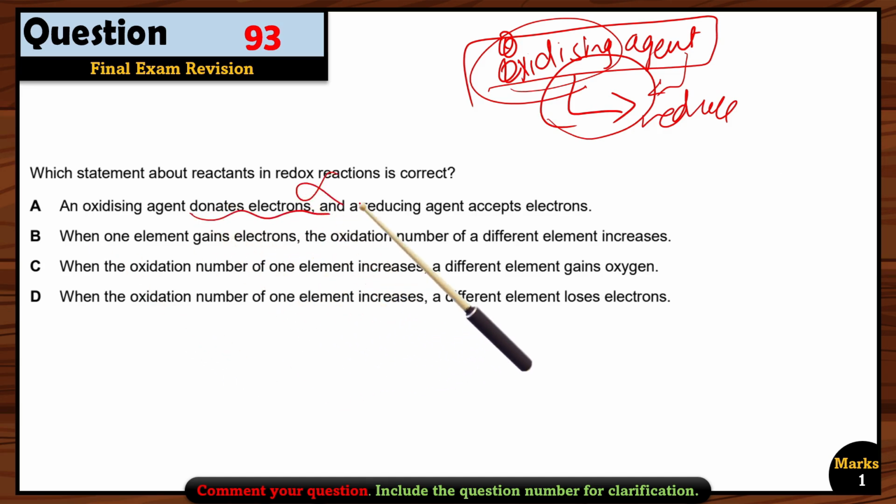Wrong. Why? An oxidizing agent cannot donate electrons because it is reduced. So what does it mean? It gains electrons. Reduction is actually the process of gaining electrons. So that's why this option is wrong.